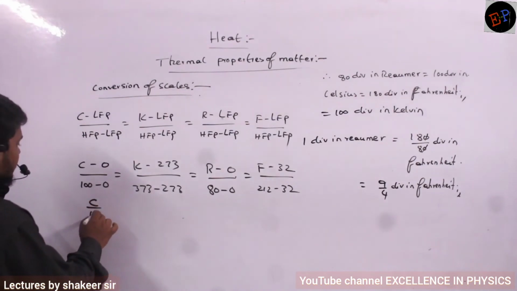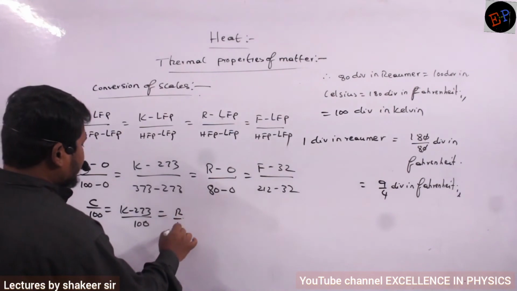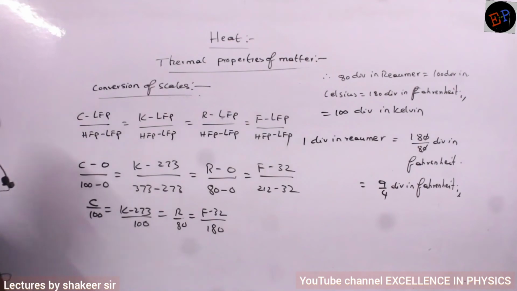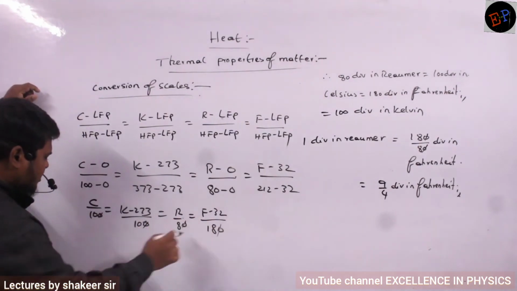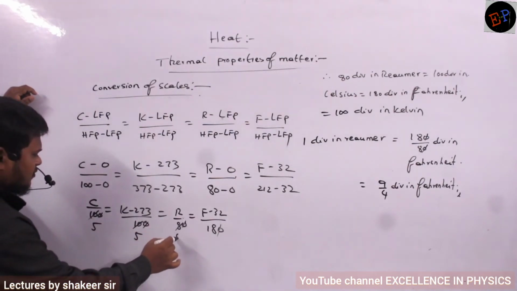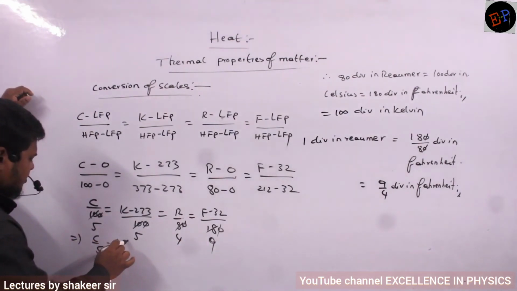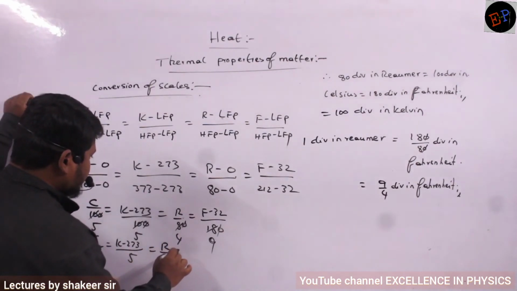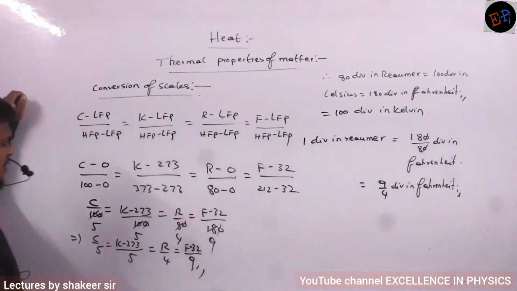So C by 100 is equal to (K minus 273) divided by 100, is equal to R by 80, is equal to (F minus 32) divided by 180. If you want to simplify further, the zeros get cancelled and you can divide everything by 2, so 5, 5, 4, 9. Therefore, C by 5 is equal to (K minus 273) by 5, is equal to R by 4, is equal to (F minus 32) divided by 9. You can write like this.